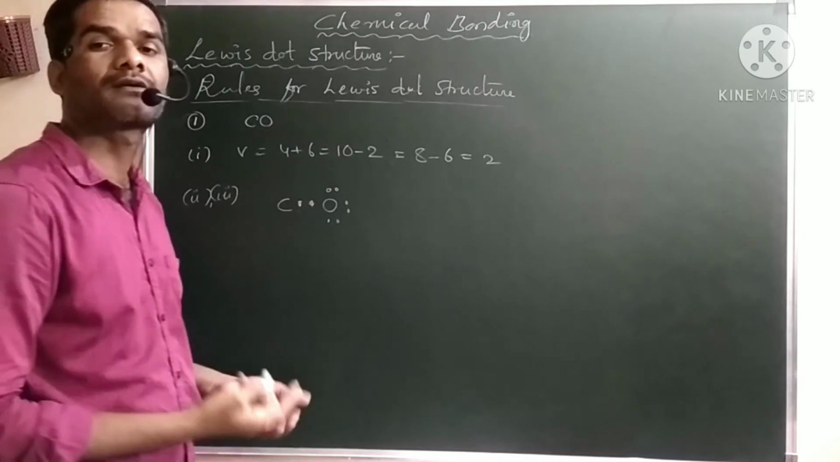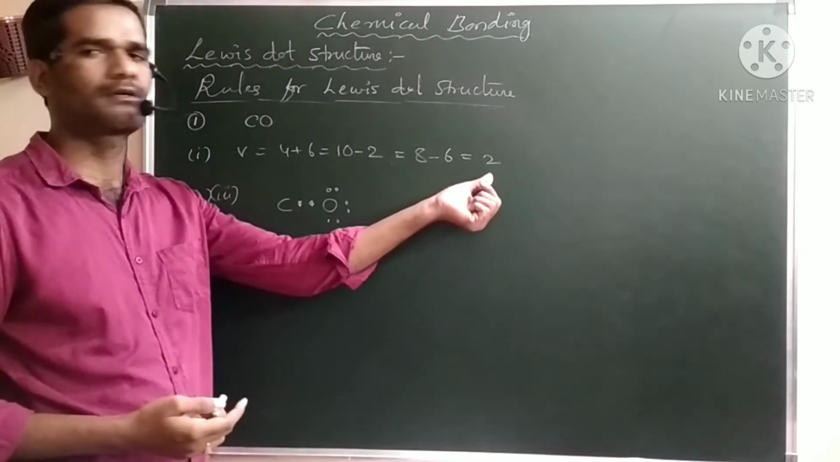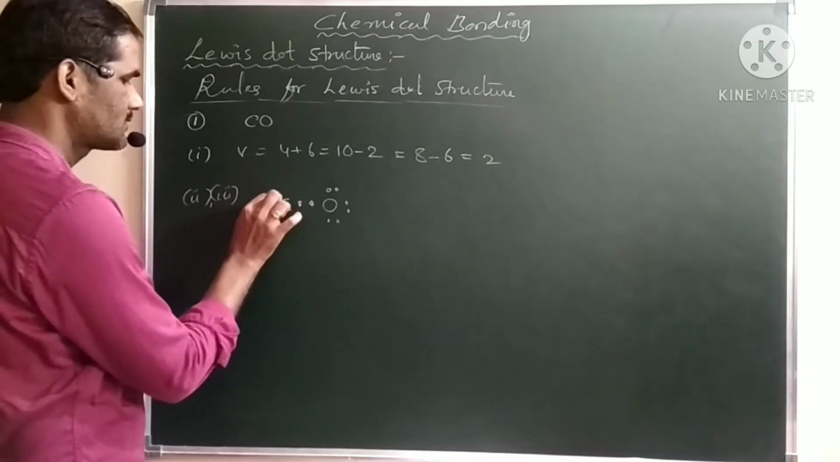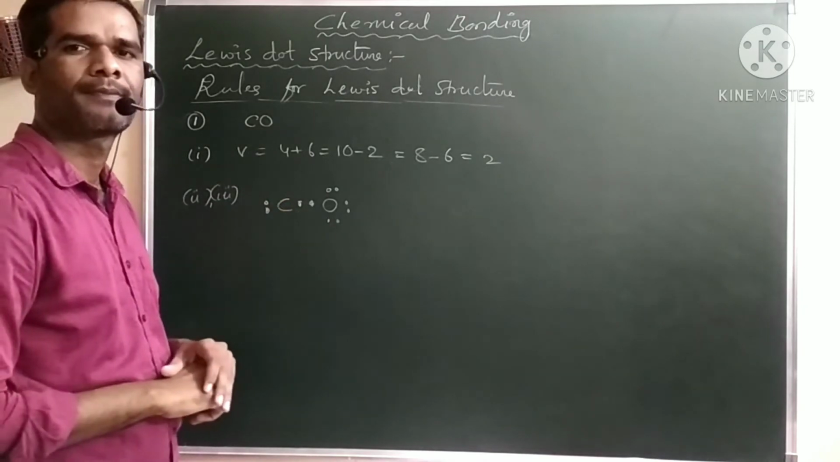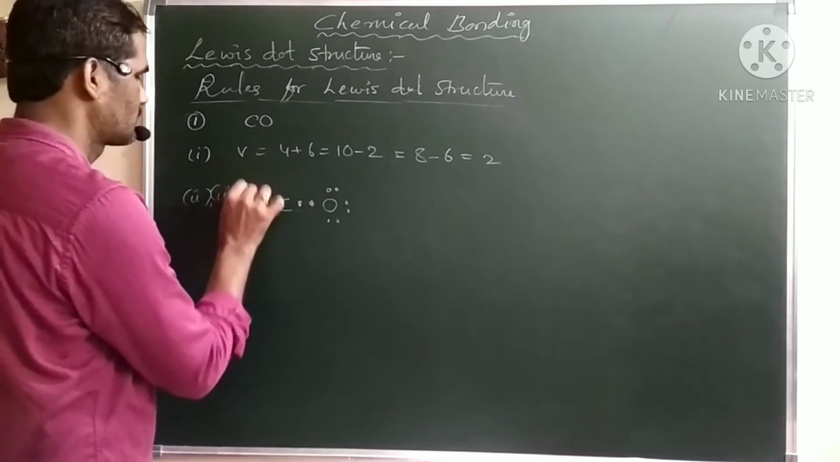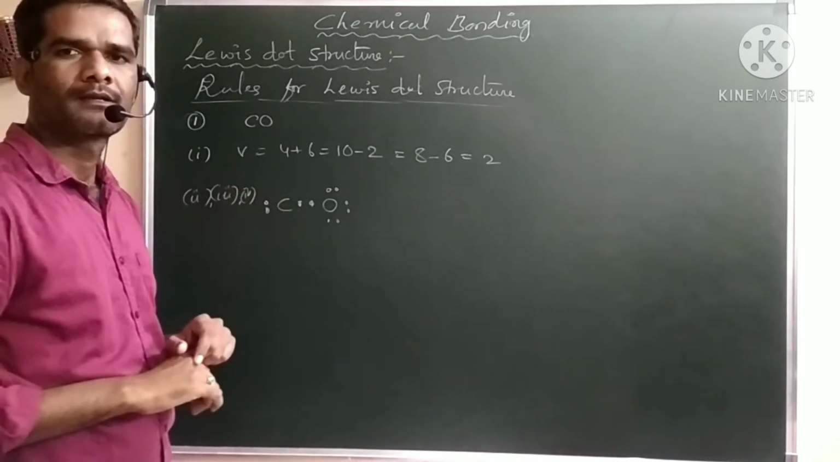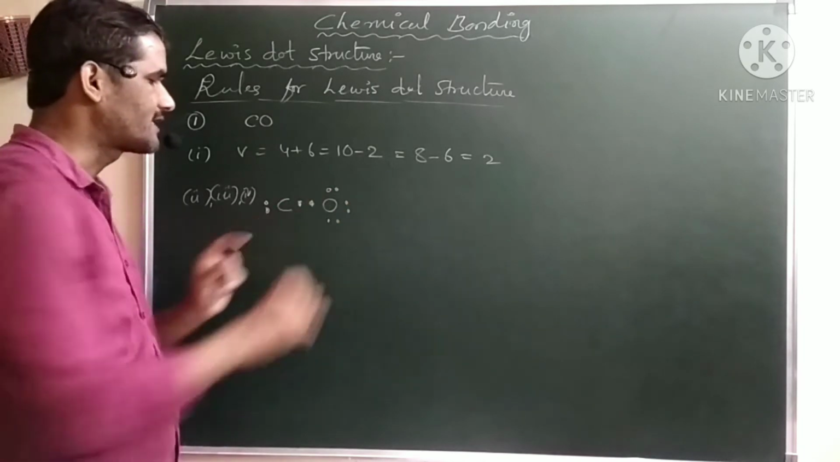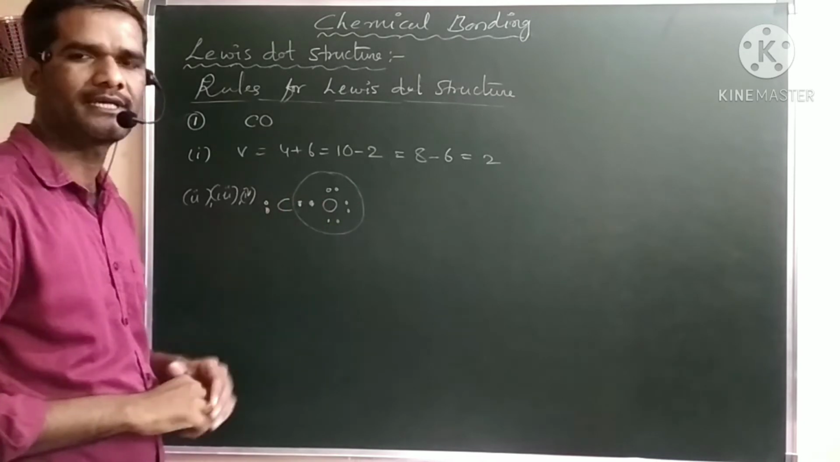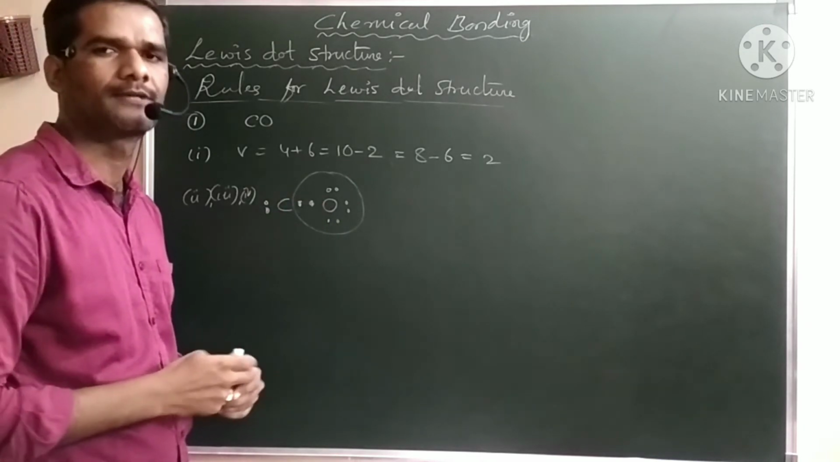So still if any electrons remain, those electrons you keep on the central atom, and this is the central atom. Now over. This is the fourth rule. Now in the fourth rule, oxygen is now satisfied with valency 8. Why? Because here 2 and here 6. Total 8 electrons are there, octet fulfilled.